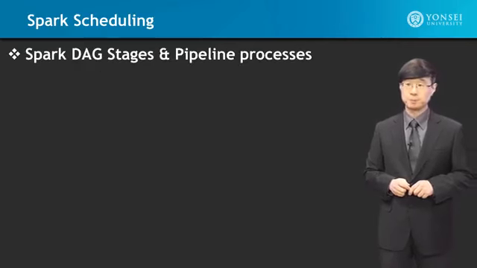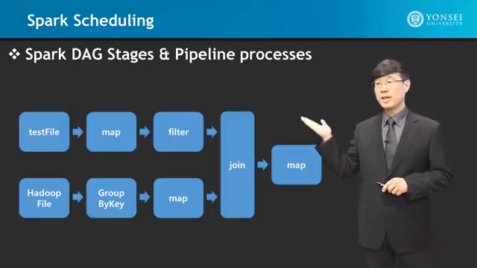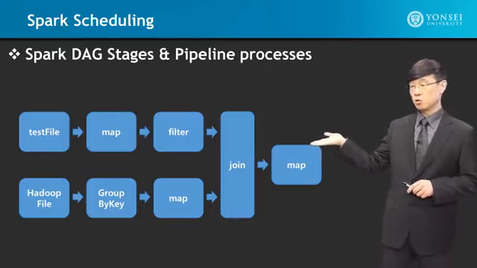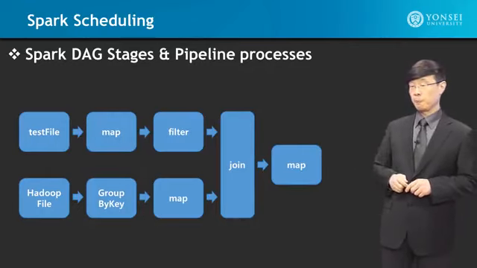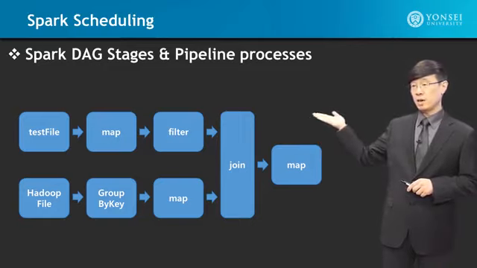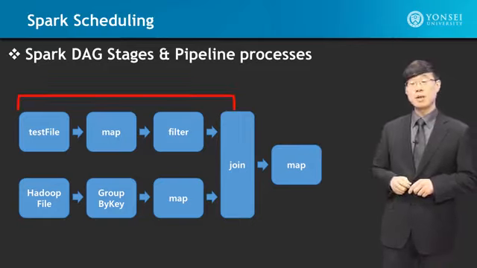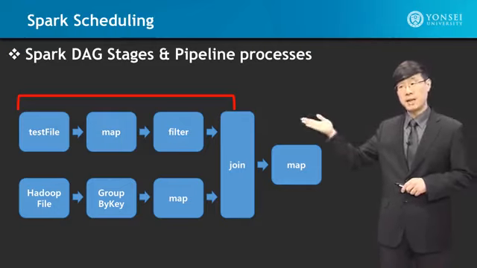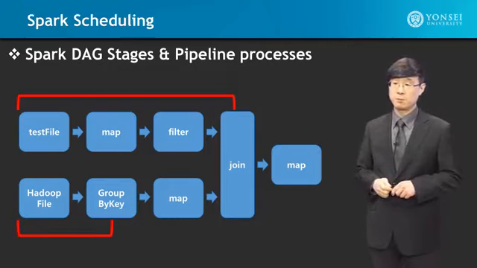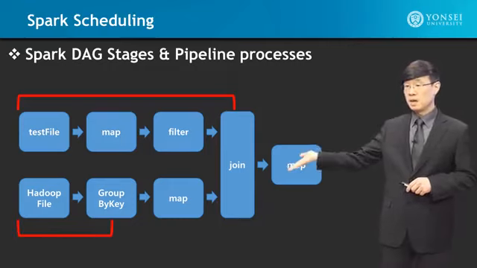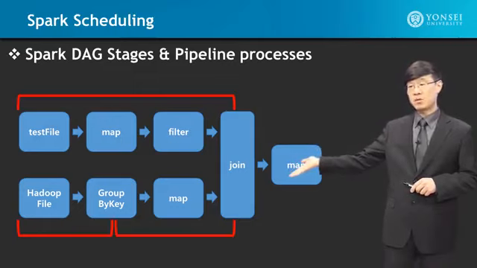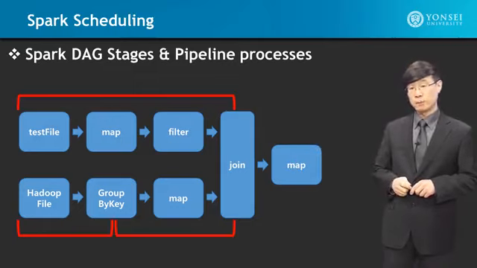For example, where we look at a DAG, stages, and pipeline processes, look at this structure of a DAG. In here, you can see that up to this part right here, where there's a join, this can be one stage, where all the processes from the map and filter can be pipelined to reach the join process. Another stage will be from Hadoop file to group by key. Another stage will be passing through the map to reach the join.